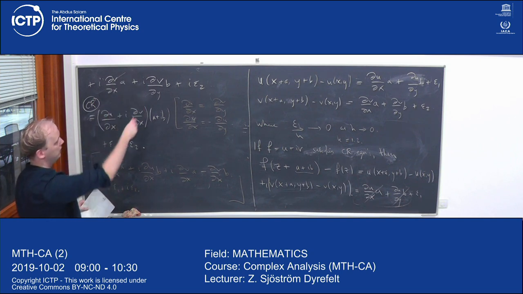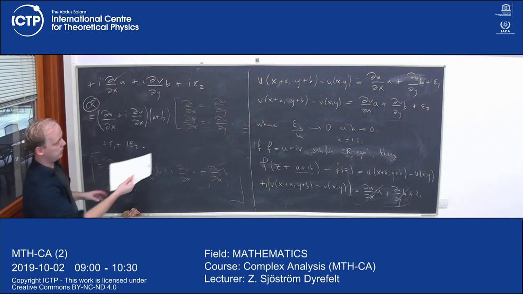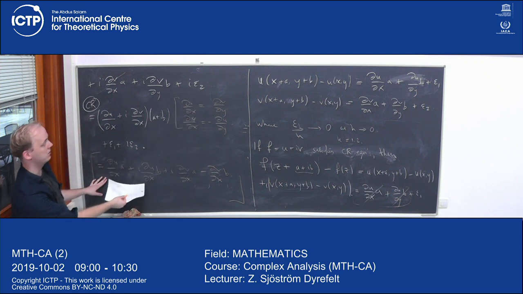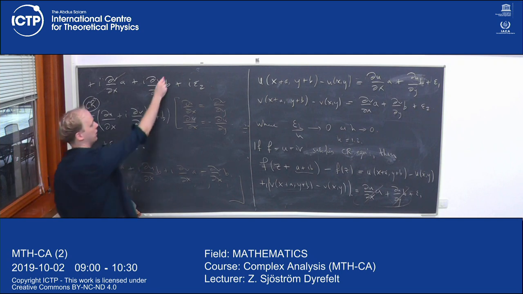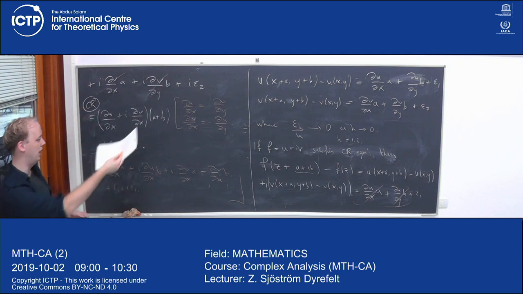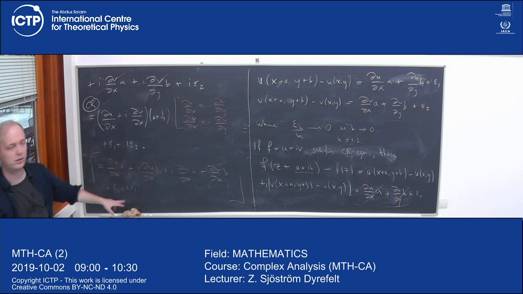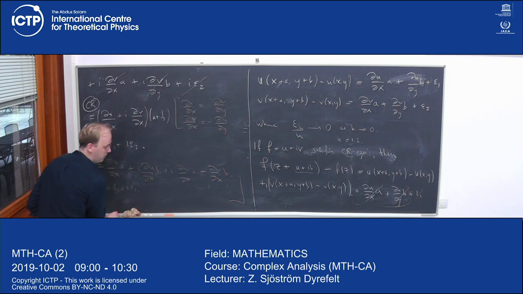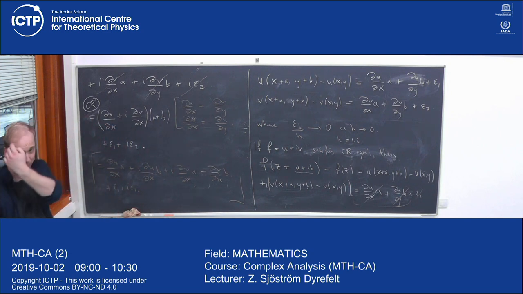And then partial v partial y times b. Partial v partial y is partial u partial x, so we have i partial u partial x times b. So this one is accounted for, plus the i epsilon 2 and the epsilon 1 terms. Okay, so we have everything. Good. So my calculations, my claims were not lying.